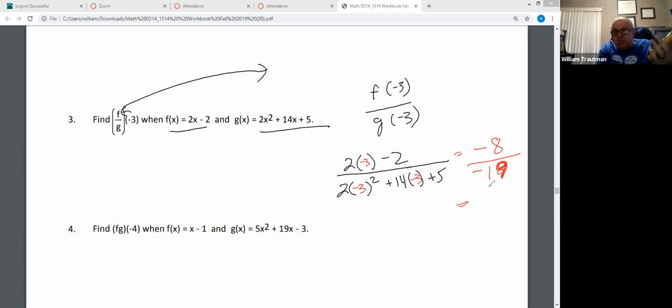However, you can't have two negatives in an answer. Negative divided by negative is a positive. So the answer is 18 over 19, and it doesn't reduce. Negative divided by negative is a positive. When you use the correct calculator, it doesn't reduce. It stays as 18 over 19.